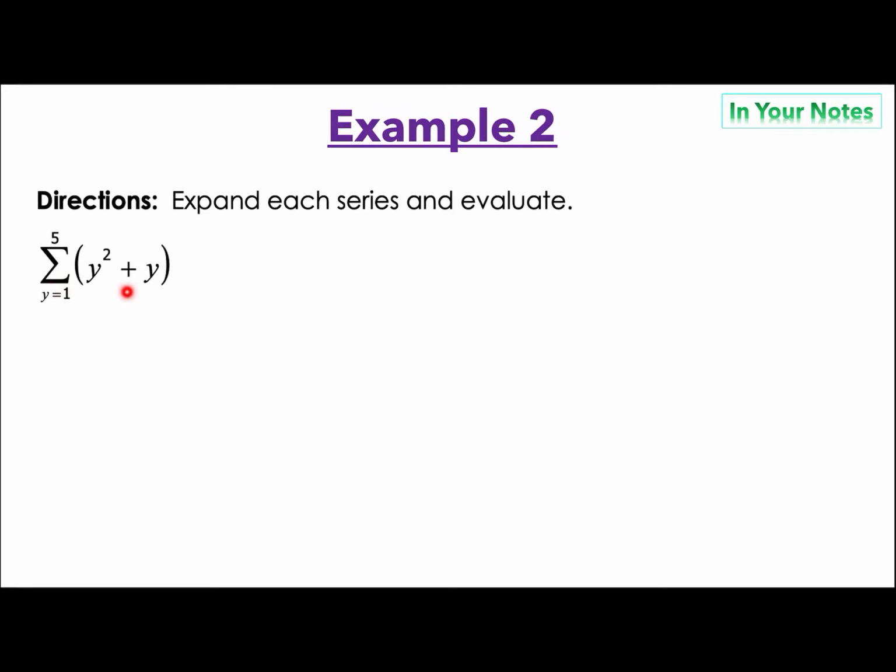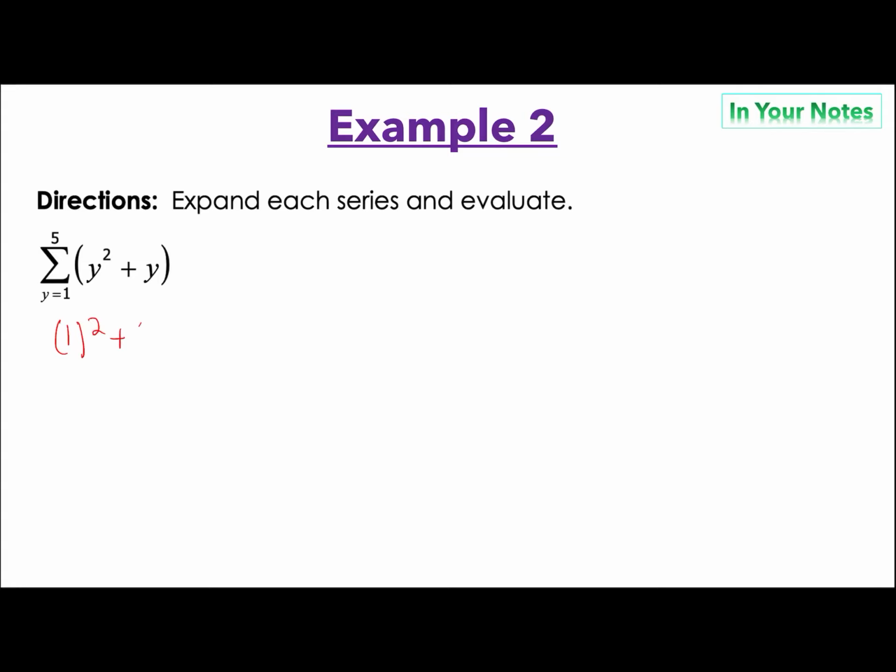Example 2. Same difference. You've got an equation on the right, and you have your beginning term number and your ending term number. I'm going to find out what this equation equals when y is 1, when y is 2, when y is 3, when y is 4, and I'm going to stop when y is 5, because remember, the top number is our last term number. So we have y squared plus y.